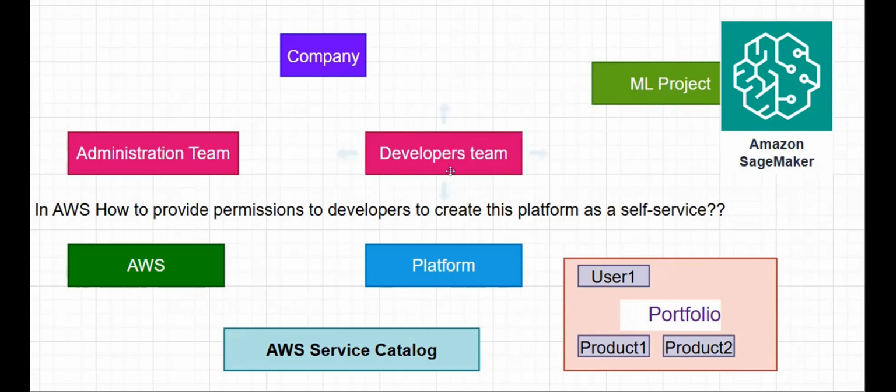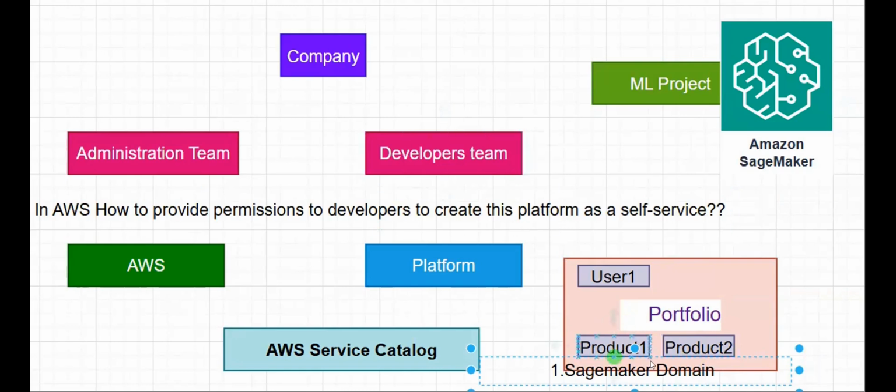Now, how can this developer log into this SageMaker? To access SageMaker, first the developer requires some permissions. So to provide these permissions, we as the admin team initially create a product. We will create two products. One is the SageMaker domain. Only through the SageMaker domain can anyone access SageMaker. So that's the first product that we are going to create, the SageMaker domain, in order to provide access to any particular user.